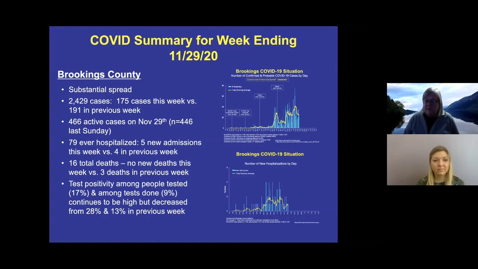16 total deaths. Fortunately, there were no new deaths in this past week, whereas there were 3 in the previous week. The test positivity really dropped this week. Among people tested, it got down to 17%. And using tests done as the denominator, it was at 9%. It did decrease from 28 and 13%. A lot of that was probably due to all the testing that SDSU did on the students before they went home for Thanksgiving.